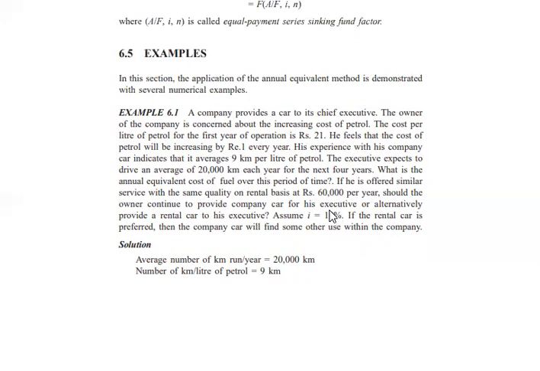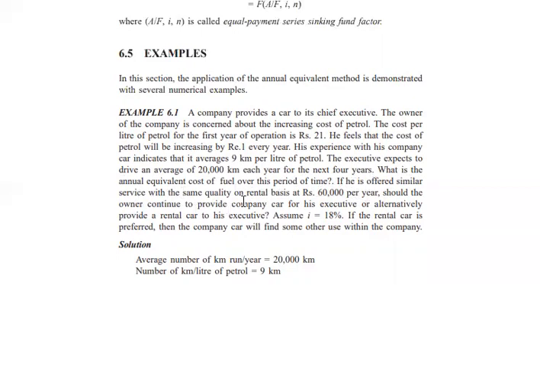So, experience with his company car indicates that it averages 9 kilometers per liter of petrol. The executive expects to drive an average of 20,000 kilometers each year for the next 4 years. What is the annual equivalent cost from fuel over this period of time if he is offered similar service with the same quality of rental at a rate of rupees 60,000 per year?